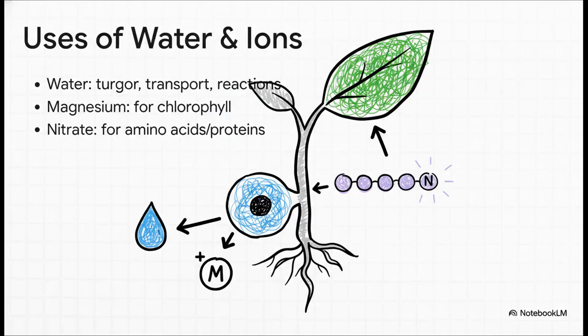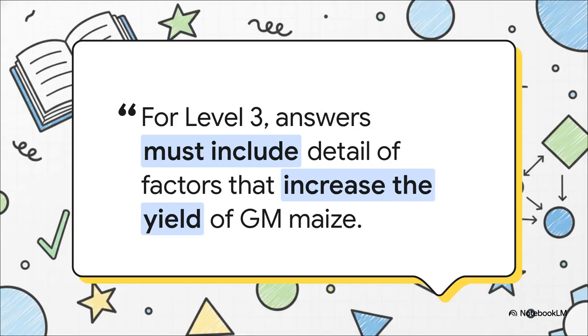And to really lock in those top marks, the scheme suggests adding even more detail about the other resources. You could mention that more water is used for turgor pressure and transport, or that more nitrate ions are absorbed to build proteins, or even more magnesium to make chlorophyll. This level of specific detail is what separates a 6 from a 4, every time. And here it is, the crucial instruction, pulled directly from the mark scheme itself. To get into level 3, that top tier for 5 or 6 marks, your answer must explicitly link all of these biological details back to the main point of the question, how all this leads to an increased yield. You have to close the loop.